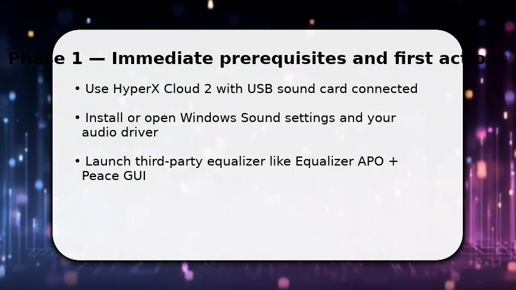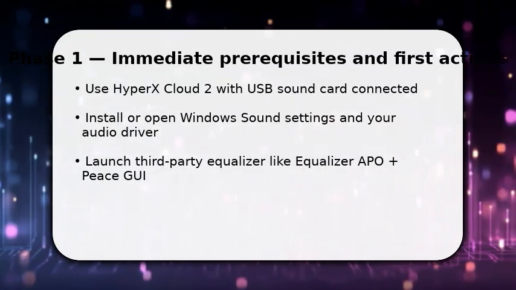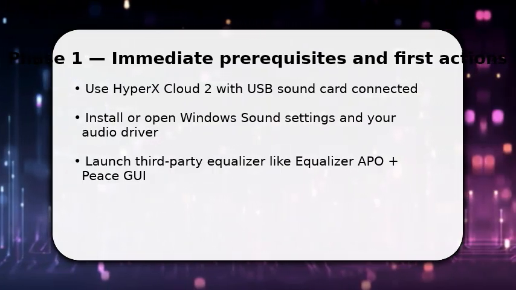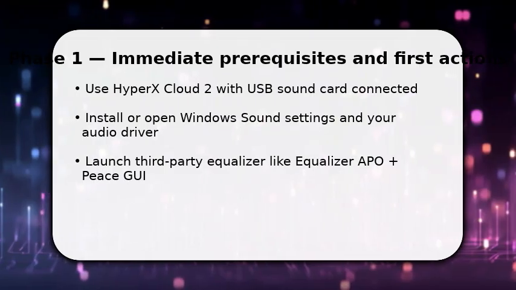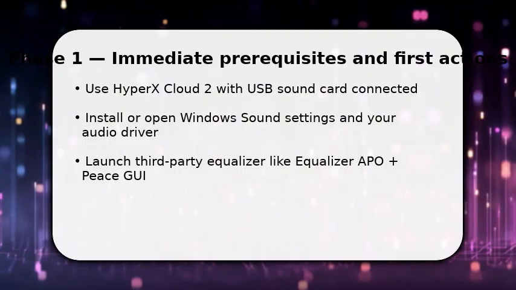You start by getting the Cloud 2 on the USB sound card, plug it in and pick it in sound settings. Once done, install Equalizer APO and the Peace interface so you can shape frequencies. These tools run at the system level, which is why they work. Make sure to restart audio services when prompted.